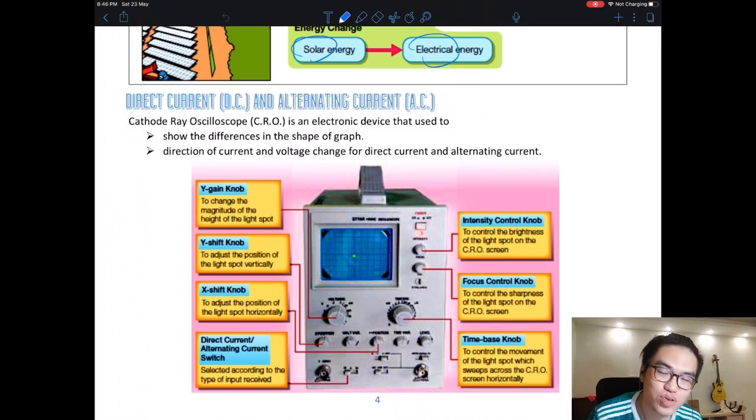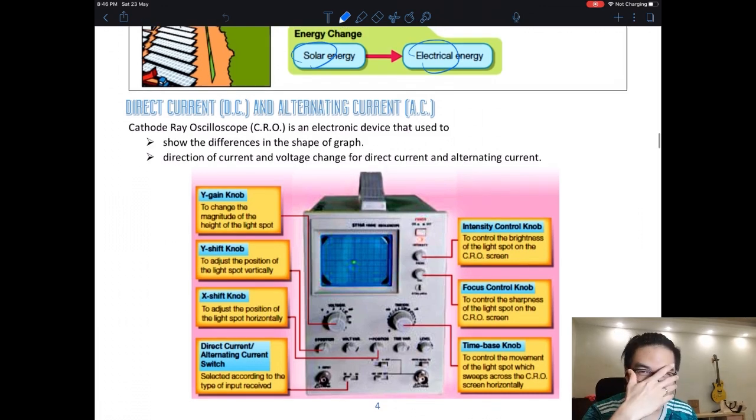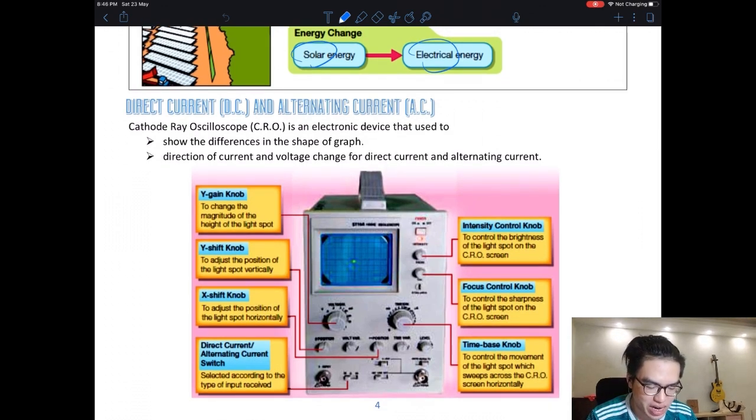So what are we going to talk about today? Today we are going to learn about AC and DC. Last week we learned about generation of electricity. This week we are going to learn about types of current. I think you learned this in Form 2 already.